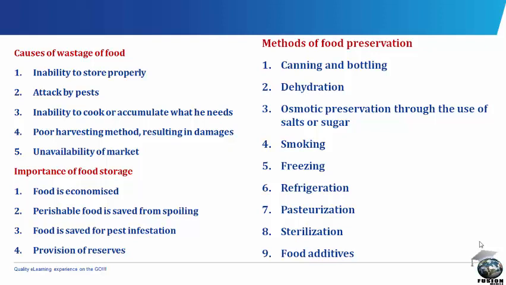The following are methods of food preservation. 1. Canning and bottling. 2. Dehydration. 3. Osmotic preservation through the use of salts or sugar. 4. Smoking. 5. Freezing. Freezing prevents spoilage as only very few organisms can thrive at a very low temperature. 6. The use of refrigeration goes a long way in preserving foodstuffs like vegetables and fruits.